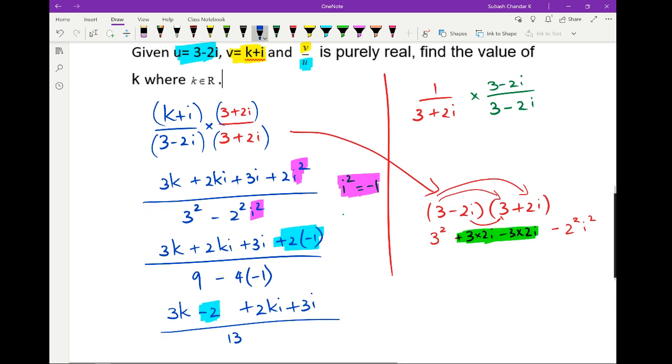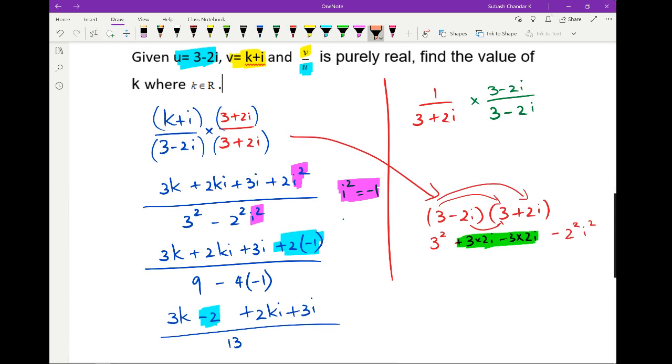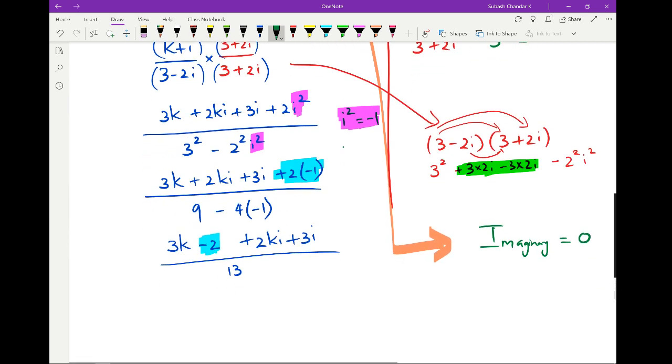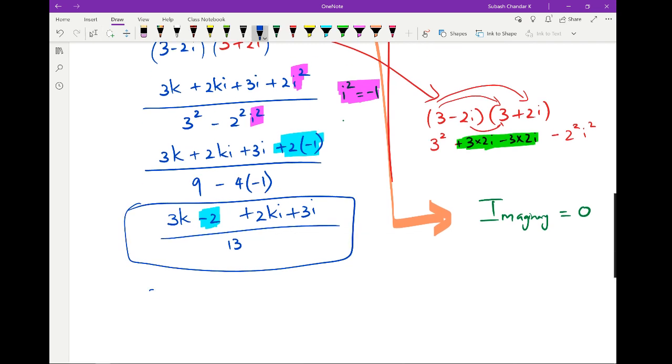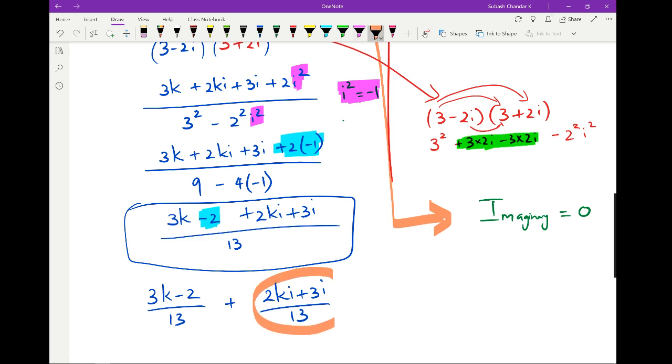Now, if you go back to the question, it is saying that this number is purely real. Anytime they say purely real, that means the imaginary part is equal to 0. So I'm going to split this complex number into real part and imaginary part. My real part is going to be (3k minus 2) over 13, plus 2ki plus 3i over 13. So this part right here is my imaginary part.